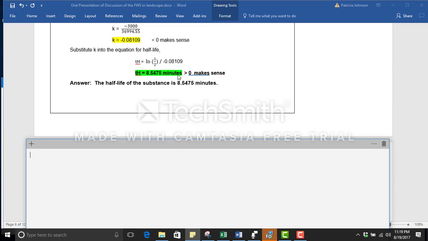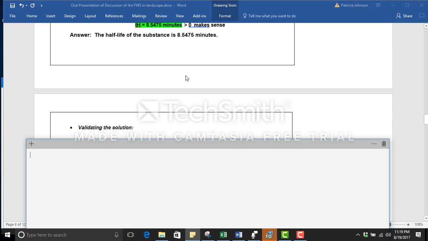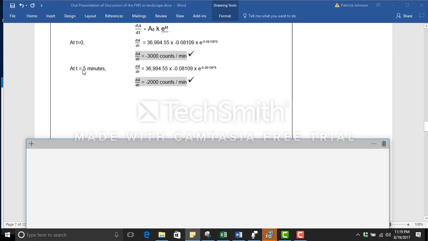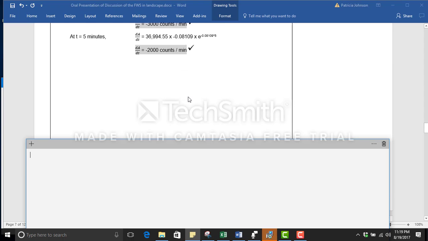Is this correct? Is this reasonable? I don't really know. It looks good in that it is greater than 0 and time is greater than 0. But let's substitute all our known values back into our rate of decay equation and see if we can calculate backwards and get to minus 3,000 counts per minute at t equals 0, which we do. Same for at t equals 5 minutes. We substitute our value for A naught and K, and we calculate minus 2,000 counts per minute, so that's correct as well.